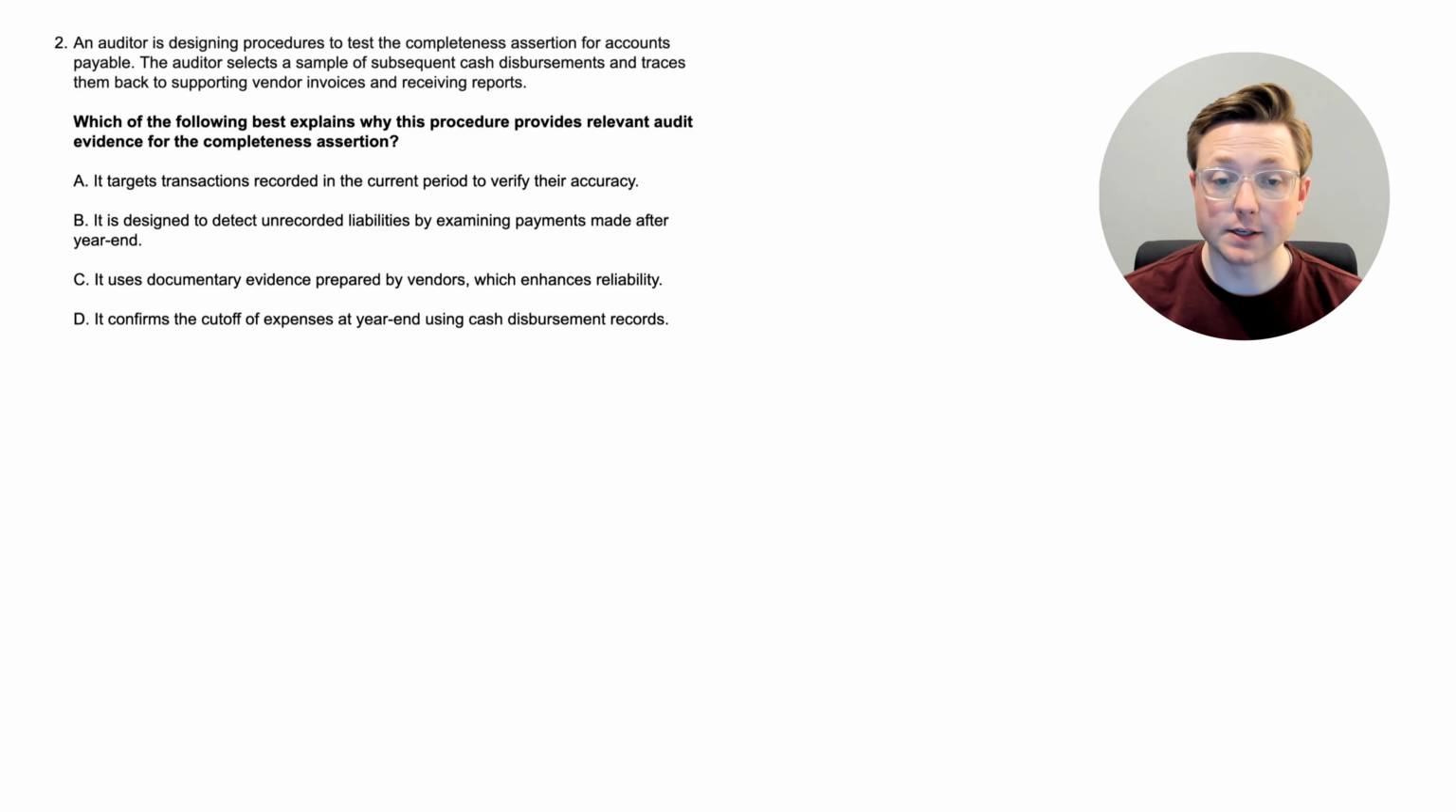Option A, it targets transactions recorded in the current period to verify their accuracy. Option B, it is designed to detect unrecorded liabilities by examining payments made after year end. Or option C, it uses documentary evidence prepared by vendors, which enhances reliability. Or option D, it confirms the cutoff of expenses at year end using cash disbursement records. So we're learning about relevance here. Think about these different options and which one of them seems relevant to what we're talking about. And when you're ready, come back, we'll look at the answer together.